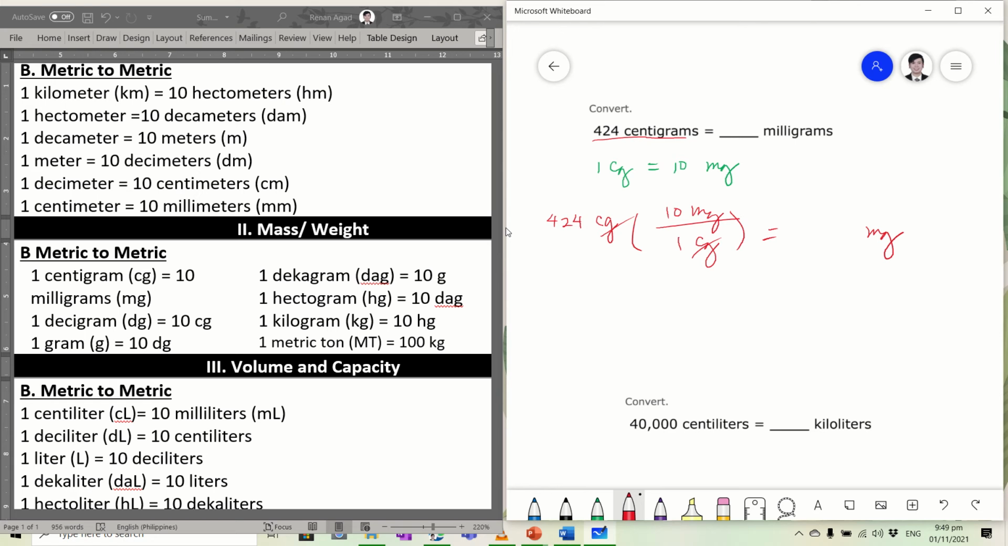So, 424 times 10, if we multiply a number by a 10, that means that we just have to move the decimal point from 424, which is here, once going to the right. You move once going to the right because you're multiplying a 10, so it becomes a number bigger than it. So our final answer is 4,240. There you go.